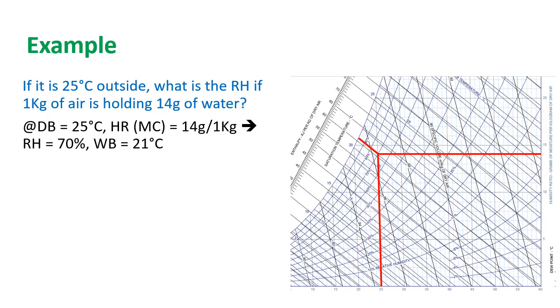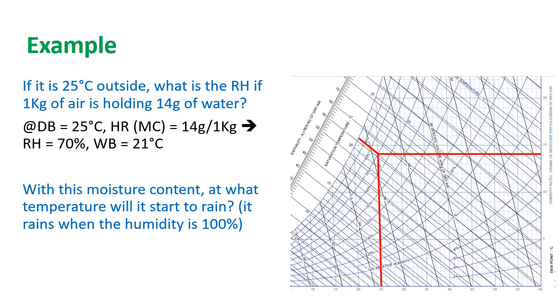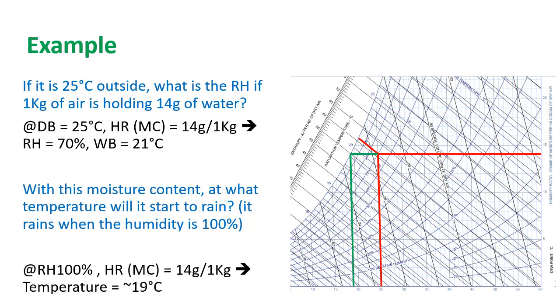It is good practice to find as many properties of the moist air as we can, with the two pieces of information that are given to us. Can you tell with this moisture content, at what temperature will it start to rain? Remember that it rains when the humidity is 100%. We are basically asking you about the dew point. Use the same technique that we explained earlier, and you will see the dew point, the temperature at which it rains or the condensation happens, when relative humidity or RH is 100% and moisture content or MC is 14 grams per 1 kilogram of dry air, is almost 19 degrees.